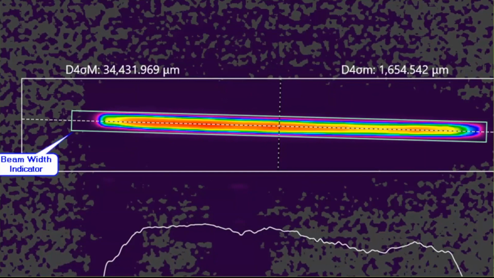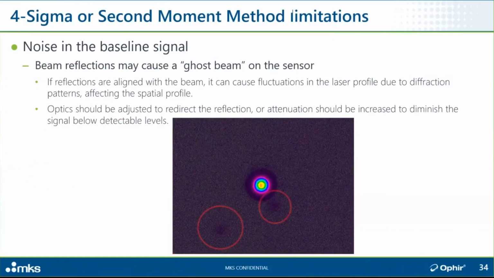This beam still has a glow around it, and that still is going to affect the 4 sigma measurement. But if that's really part of the laser signal, then that would be appropriate. So there are other conditions that can cause degradation to a 4 sigma measurement. Different optical artifacts. We'll go over a few of those.